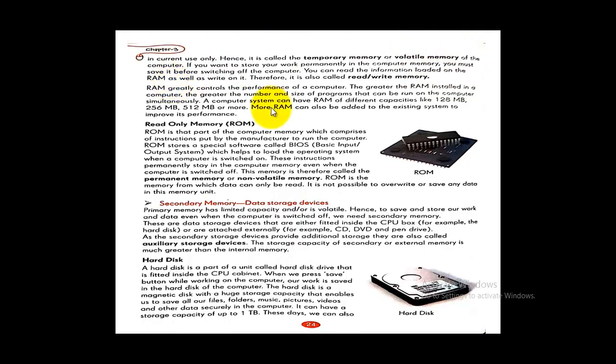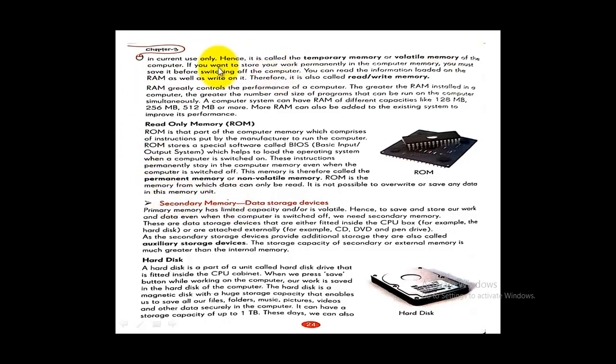Now, if you want to store your work permanently in the computer memory, you must save it before switching off the computer. If we want to keep our work permanently, we first save it on the computer, so that after turning the computer off and on again, we can get our work back. What we save is stored in the secondary memory.